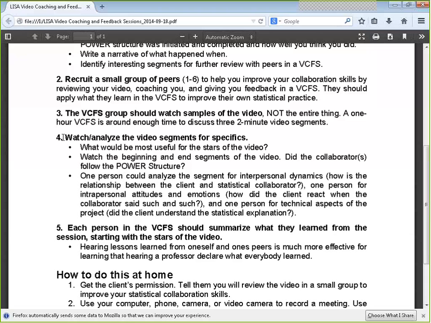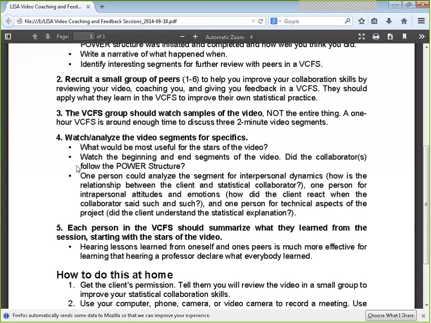Another thing that we do is designate different people to look through what we call 3 different lenses. We have an interpersonal lens, intrapersonal, and then technical. So maybe these 4 people will look for the interpersonal dynamics. What does the relationship look like between the 2 statisticians, between the lead statistician and the client, between the client and the associate collaborator? The second thing is to look for intrapersonal attitudes and emotions, to look for reactions of the client. What do you think the client was thinking when the collaborator said that their data was useless and they had to throw it away?